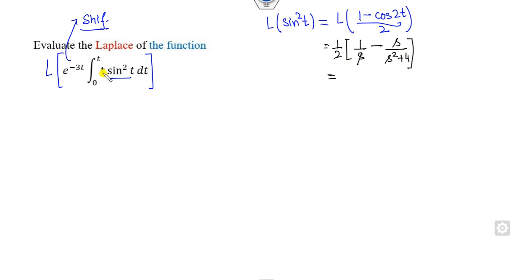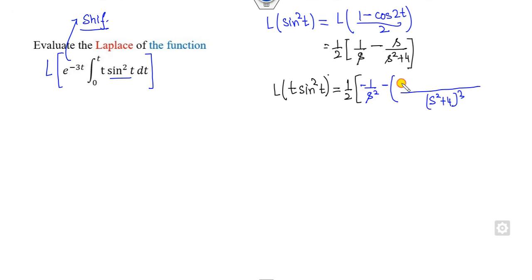Then I have to take the derivative also. So I can take Laplace of t sine square t. So that comes to be, now you have to take the derivative. What is the derivative of 1 over s? It's a minus 1 over s square. What is the derivative of this? I can take (s square plus 4) whole square. It is (s square plus 4) minus s into 2s.